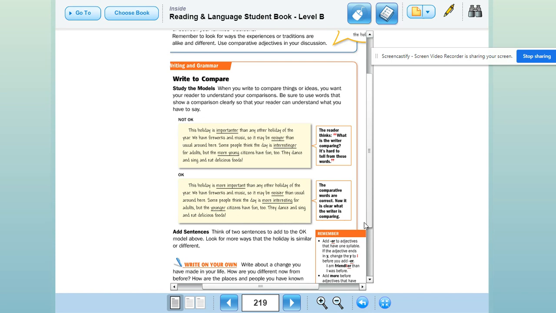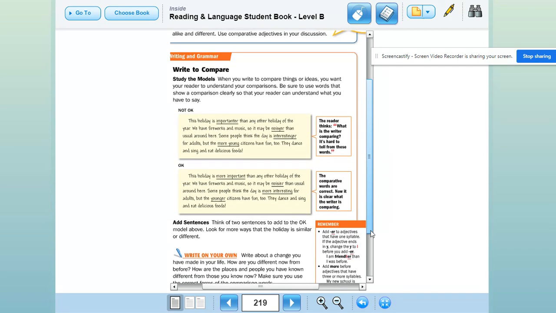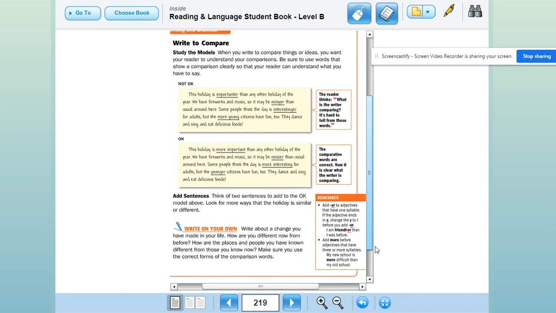So here is what you need to remember. Add ER to adjectives that have one syllable. If the adjective ends in Y, change the Y to I before you add ER. I'm friendlier, IER, than I was before. Add more before adjectives that have 3 or more syllables. My new school is more difficult than my old school.